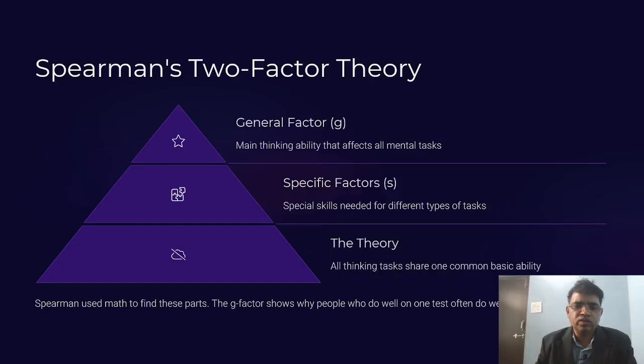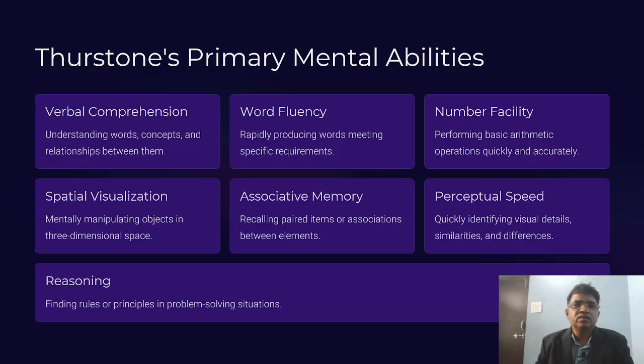Then Thurstone's primary mental abilities. He has divided them into six types: verbal comprehension, word fluency, number facility, spatial visualization, associative memory, perceptual speed.